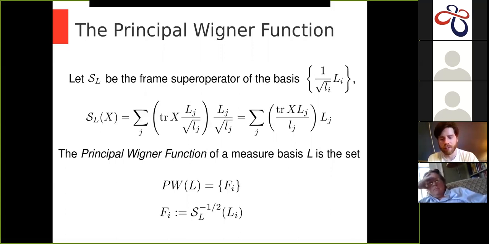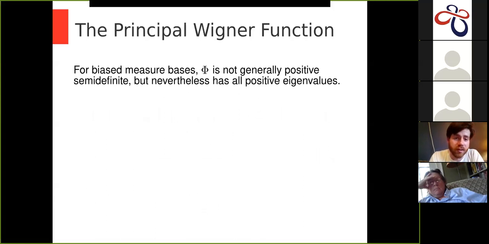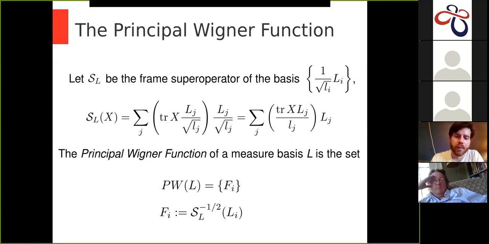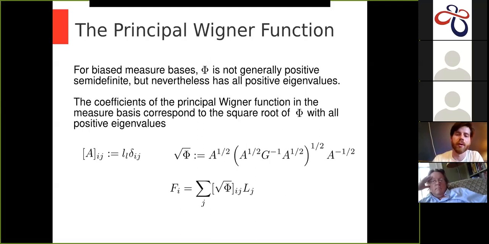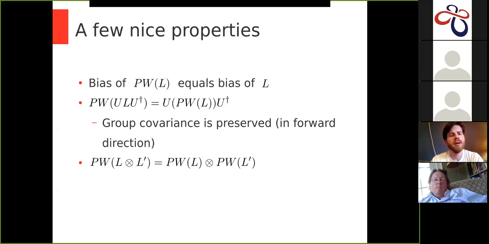And you can prove that this is a Wigner function and a few other things, which I'll say in a minute. For biased measure bases, this definition doesn't look like the earlier part, so you can connect it to that. For a biased measure basis, the Born matrix is not generally positive semi-definite, but nonetheless, it has all positive eigenvalues, and so there is a square root which also has all positive eigenvalues, which I've written down below. And it turns out that that square root gives you the coefficients for the principal Wigner function defined on the previous slide in the measure basis itself. And then in the quasi-probability representation, it all works out like the even-handed splitting that I was talking about in superficial language earlier.